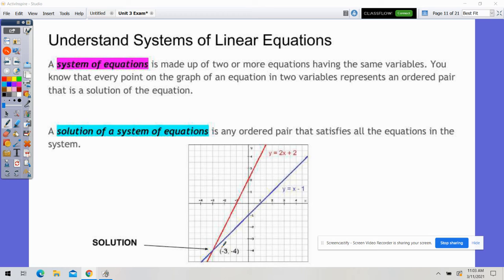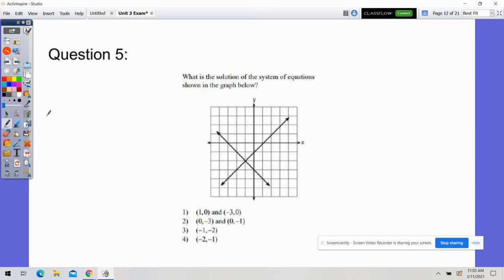Okay. So now you're going to answer the next question. Question 5. What is the solution of the system of equations shown in the graph below?